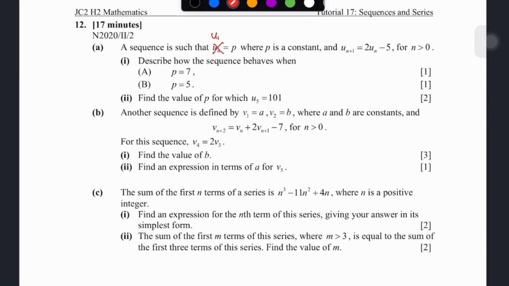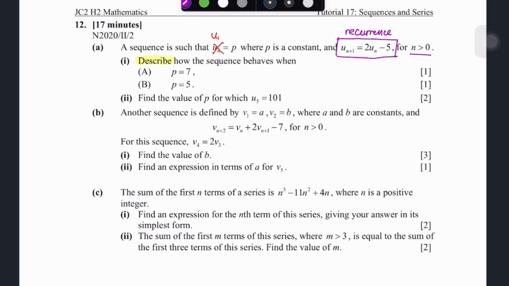Part A. A sequence is such that U1, the first term, is P, where P is a constant, and U of n plus 1 equals 2 times Un minus 5. So this over here is our recurrence relation. n must be more than 0, so the first term must be U1. Now part 1, describe. In A level we have a little bit more qualitative stuff also. Describe how the sequence behaves when P equals 7, and P equals 5.